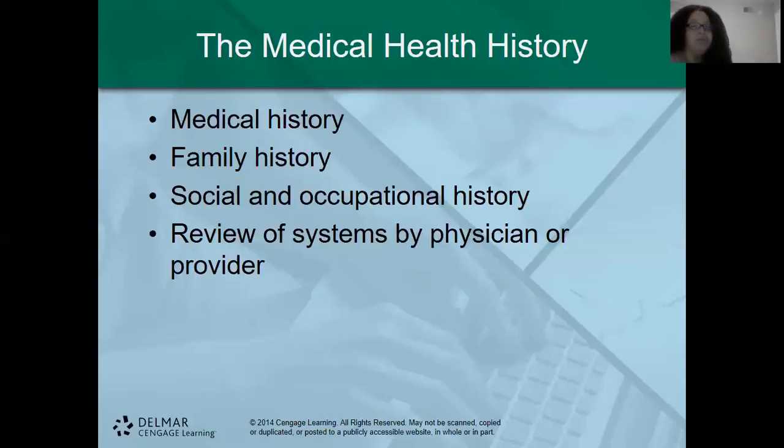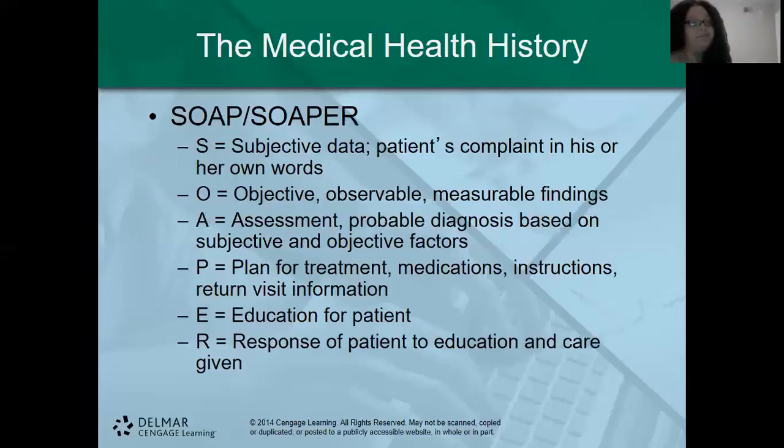Social and occupational history. Social history, do you drink? Do you smoke? Is it occasional? Is it social? Is it every day? Do you pop a whole case of beer in one day? Things of that nature. And then occupational history, what do you do for a living? If you're a medical assistant, we are more prone to getting some type of illness or infection or bacteria and nastiness. So occupational history is important as well. Review of symptoms by the physician or the provider. All of those are included in the medical health history.